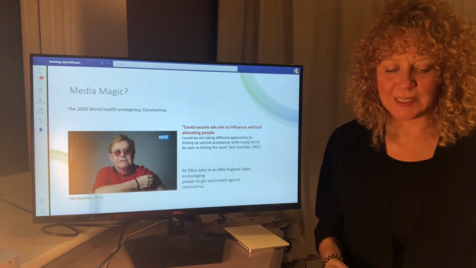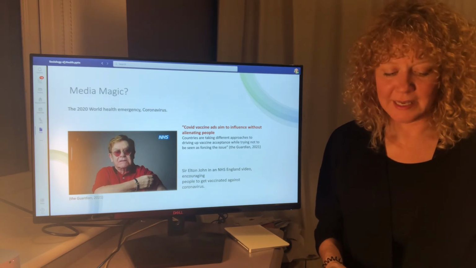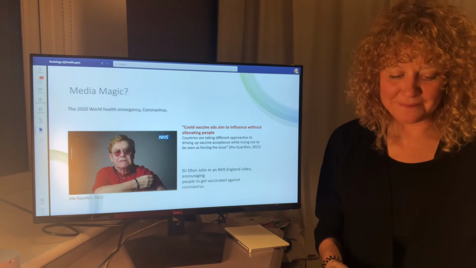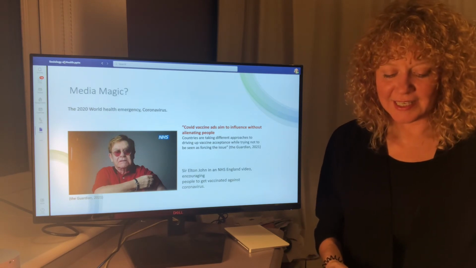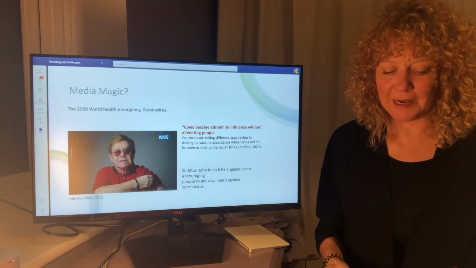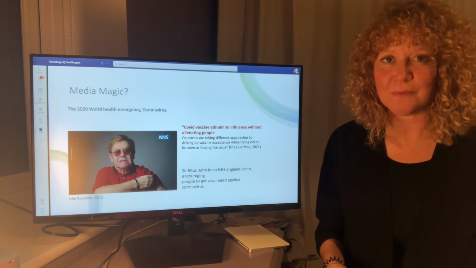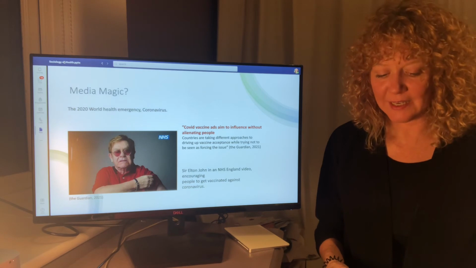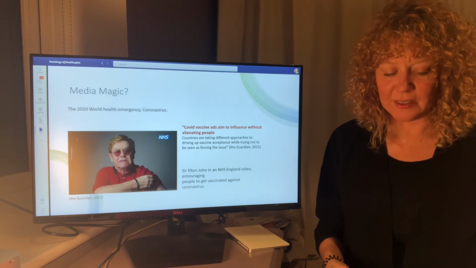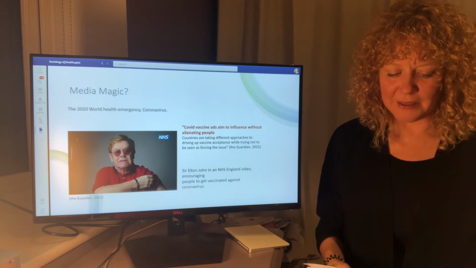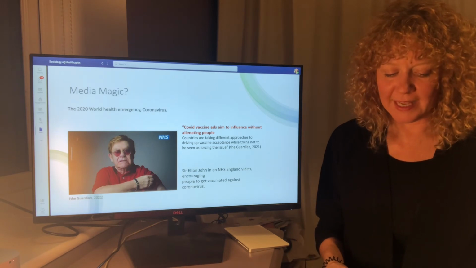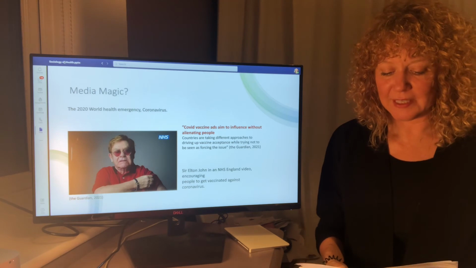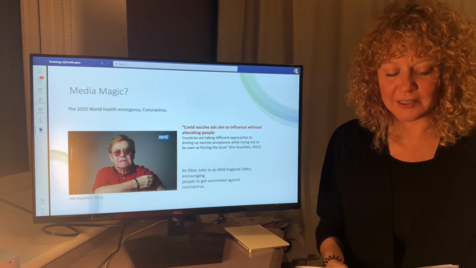Coronavirus 2020, a worldwide emergency. Media coverage? Lots of it. In England, the NHS signed up Elton John and Michael Caine for a social media campaign to convince the public that COVID vaccines are safe and effective. So celebrities have more power than the medical profession? Again, this mass media route shows that we are subscribing to the beliefs that health is a socially constructed concept.